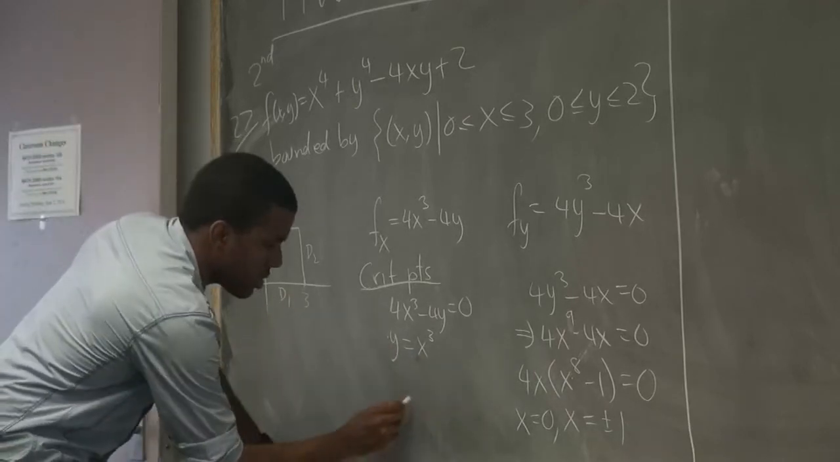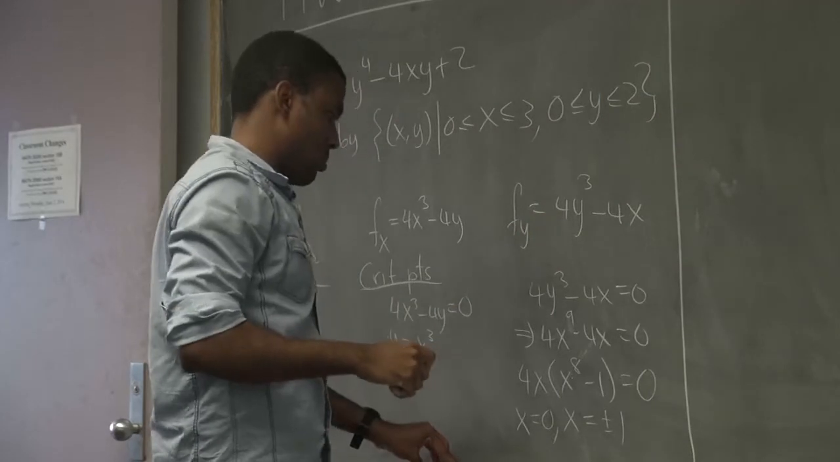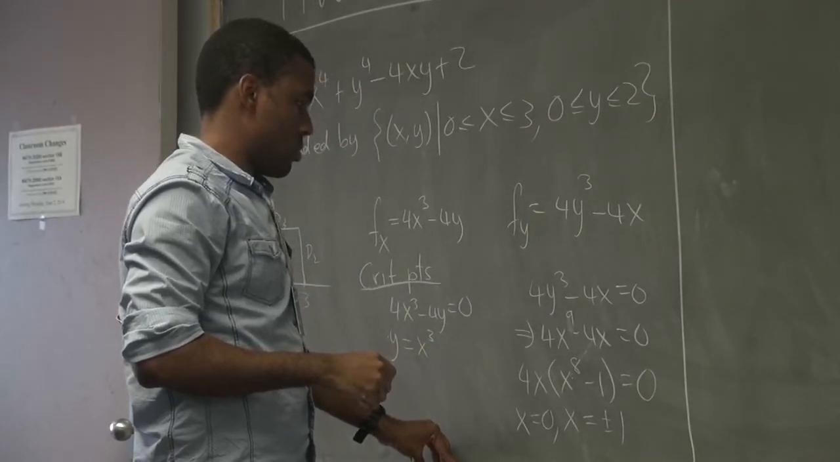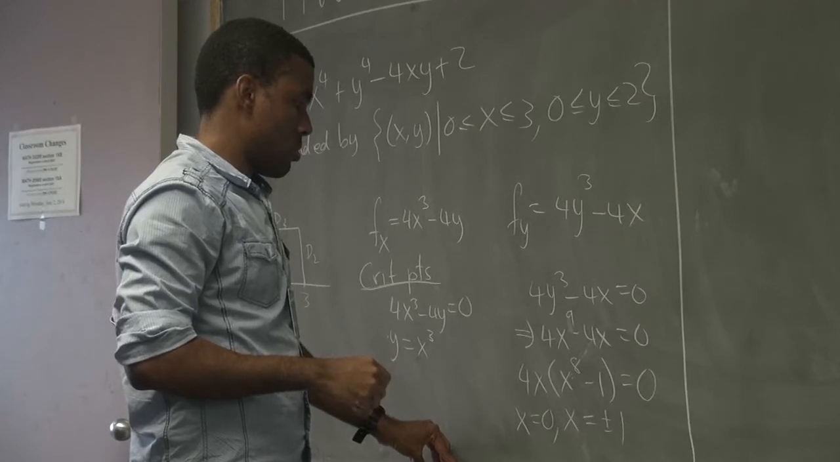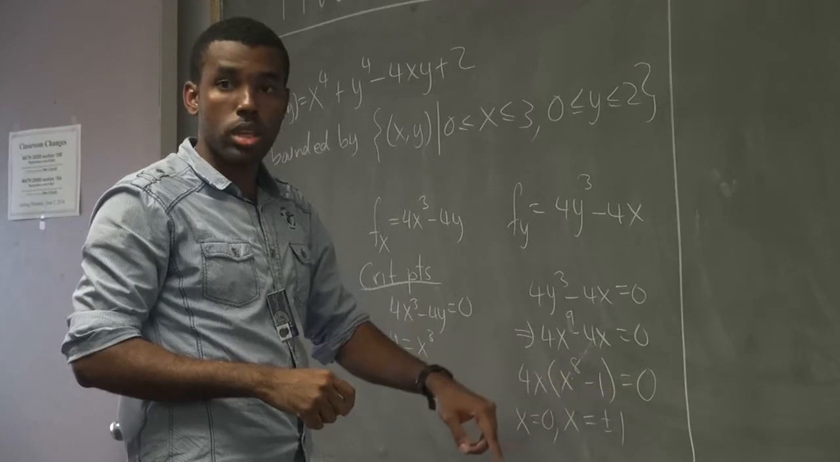So you either get, why would it be plus or minus 1? That's an even function, x to the 8. Wouldn't it just be 1? No, minus 1 to the 8 is a positive 1. Oh, okay.